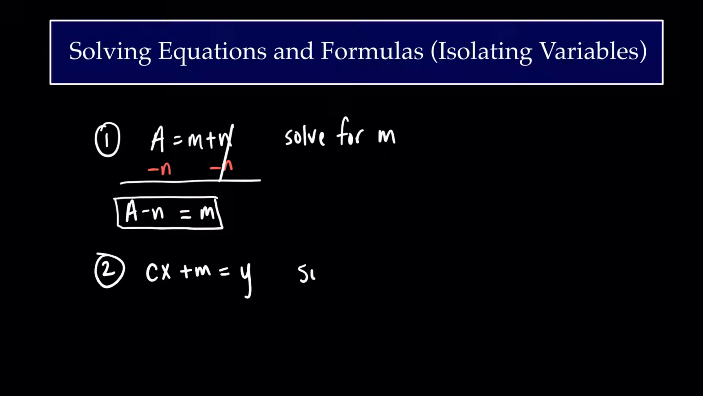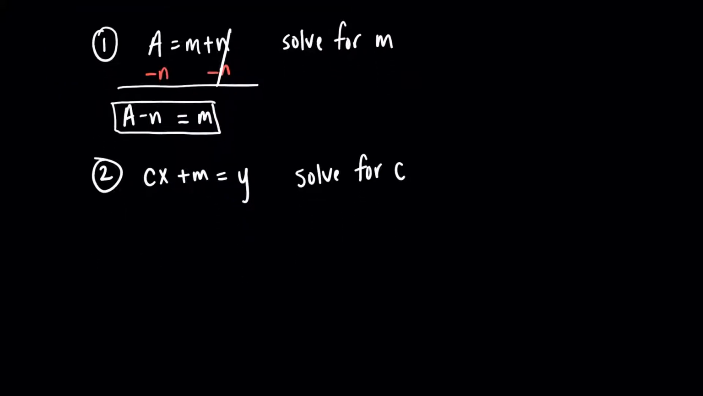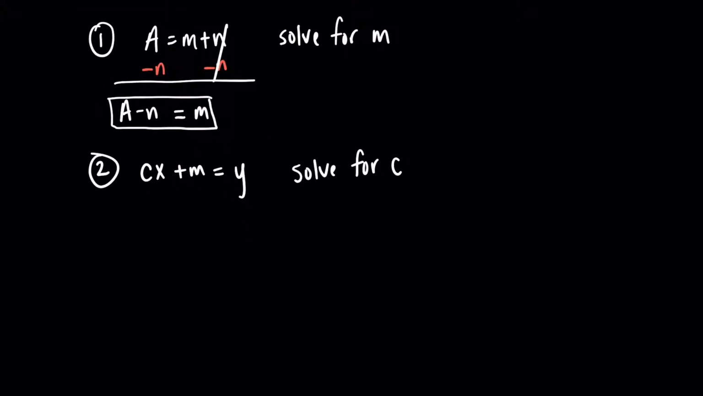Okay, so what if we have this, and I ask you to solve for c? I want you to get c all by itself. So at this point, we've got c times x plus m is equal to y, and we want to get c all by itself. So I'm going to recommend, some of you are going to subtract m from both sides. Some of you are going to want to divide by x. And I'm going to say that you could do either one first, but personally I think it makes more sense to subtract m and then divide by x here to get c by itself.